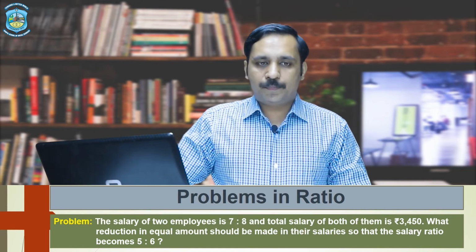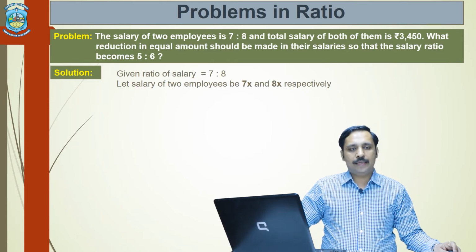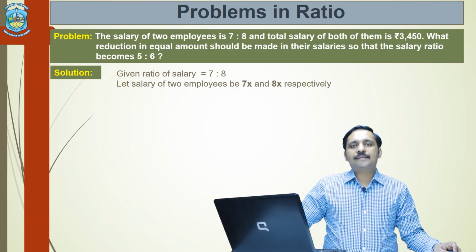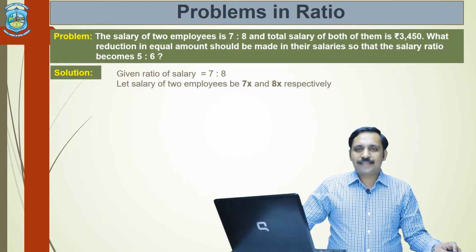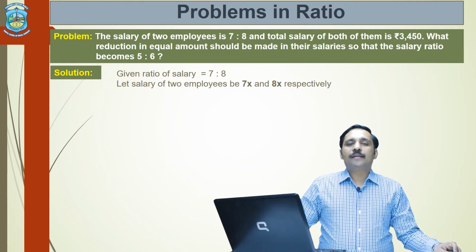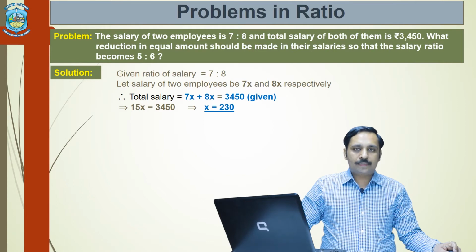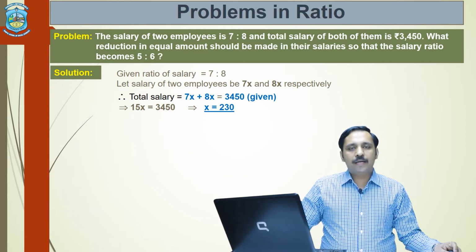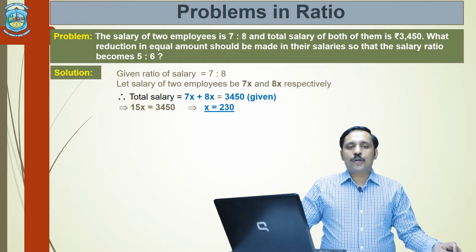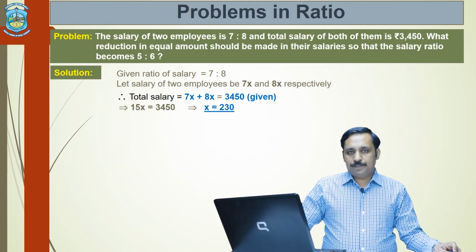Now let us take the first part. It is given that the salary of two employees is in the ratio 7:8. That means the salary of the first employee is 7x and the salary of the second employee is 8x respectively. It is also given that the total salary is 3,450. That means if we add both the parts, 7x and 8x, the answer is 3,450, which is given already. On solving this, I'll get a value of x as 230.